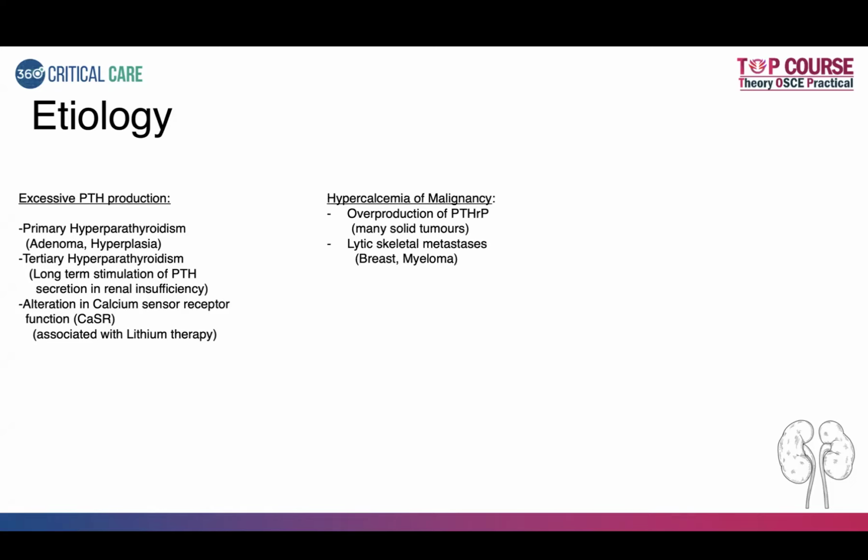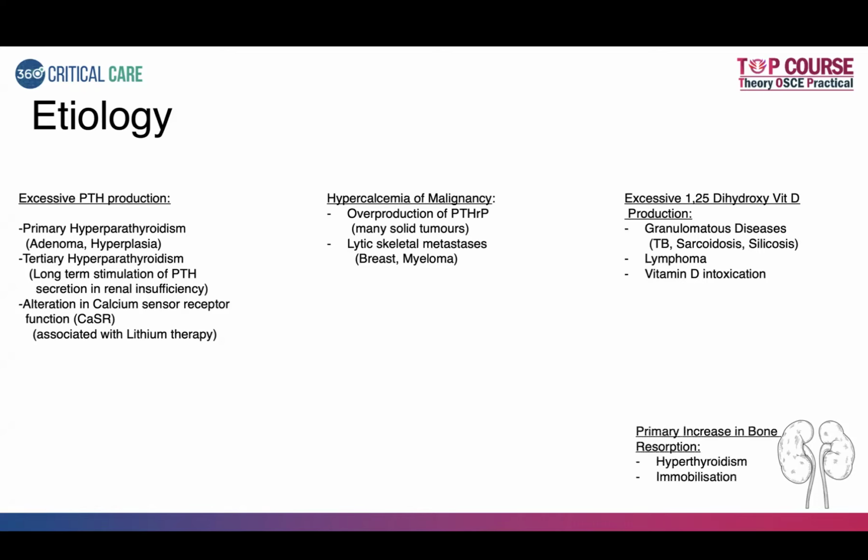Or it can be associated with hypercalcemia of malignancy, where there can be an overproduction of parathormone-related peptide, as seen in many solid tumors, or there can be lytic skeletal metastasis, as in breast cancer or myeloma. Or in conditions where there is excessive 1,25 dihydroxyvitamin D production, like in granulomatous diseases such as tuberculosis, sarcoidosis, or silicosis, lymphomas, or vitamin D intoxication.